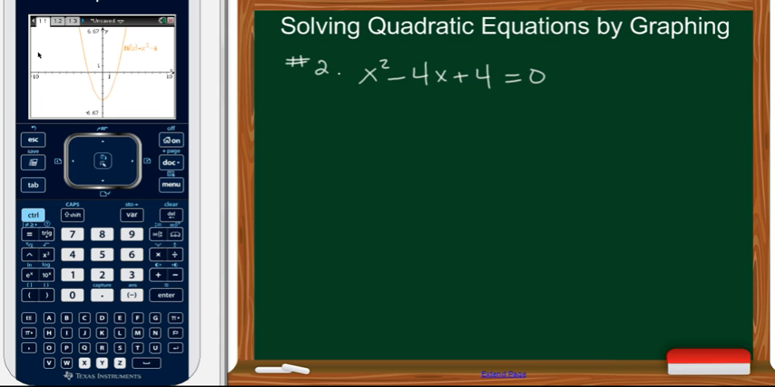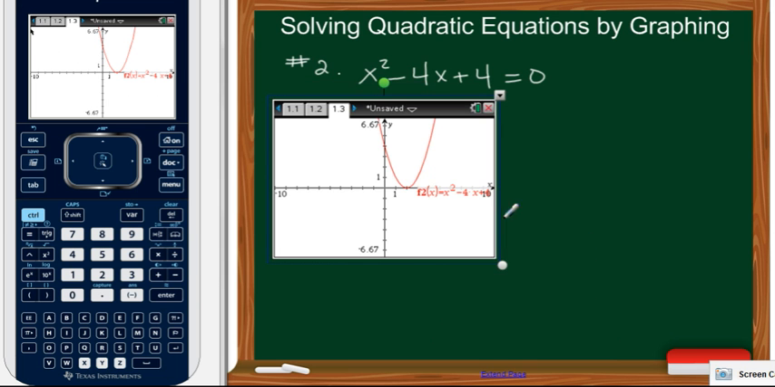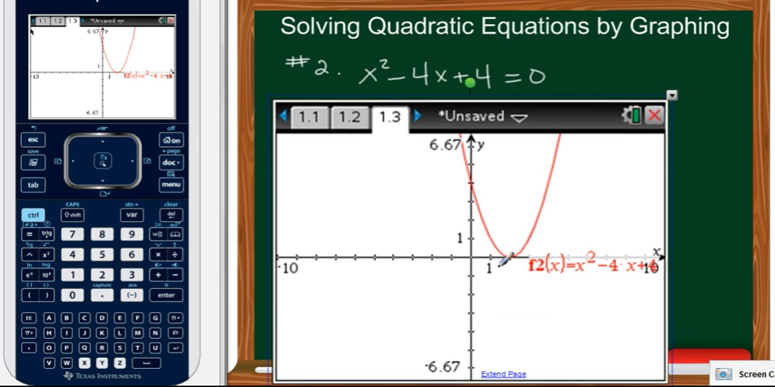Now, the next equation, we've got x squared minus 4x plus 4. Now, I already graphed this one. If we want to take a look at the solutions here, you'll notice that it only hits in one spot, right there. So this means we have a single root at x equals 2.